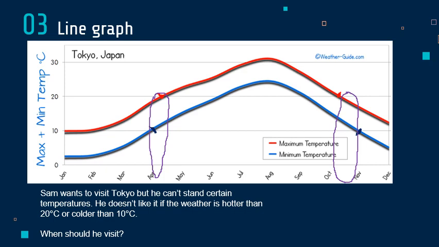Now, this is just the average temperature recorded in Tokyo over the years. You might have a year where it's really hot or really cold in one of those months, or the temperature fluctuates. So it's not completely accurate, but it does give you some idea of when Sam could visit Tokyo and have a pleasurable experience.